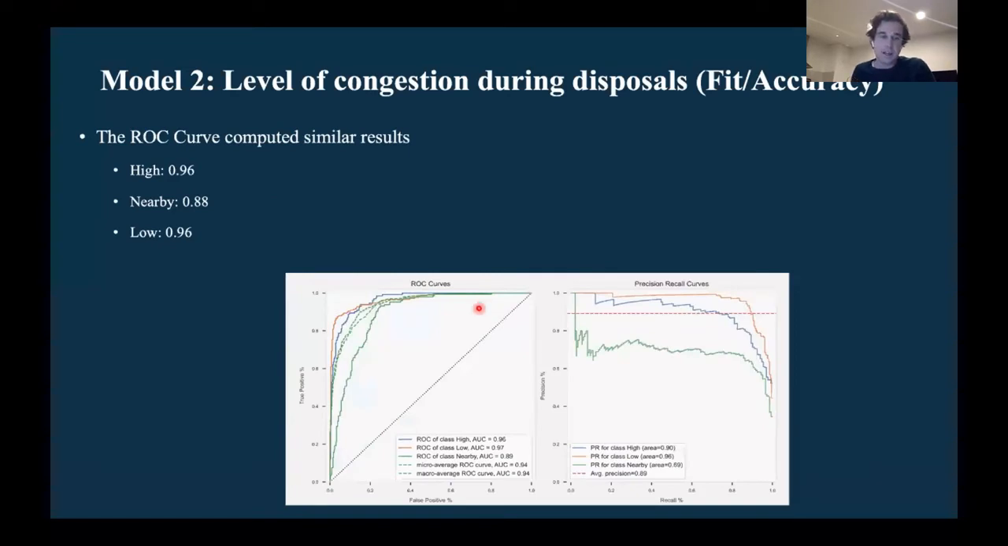This is stipulated here in the ROC curves and your precision recall curves. So high and low, pretty good. If one's perfect, these are at 0.96, and then it sort of falls down a little bit when it's classifying disposals nearby congestion.